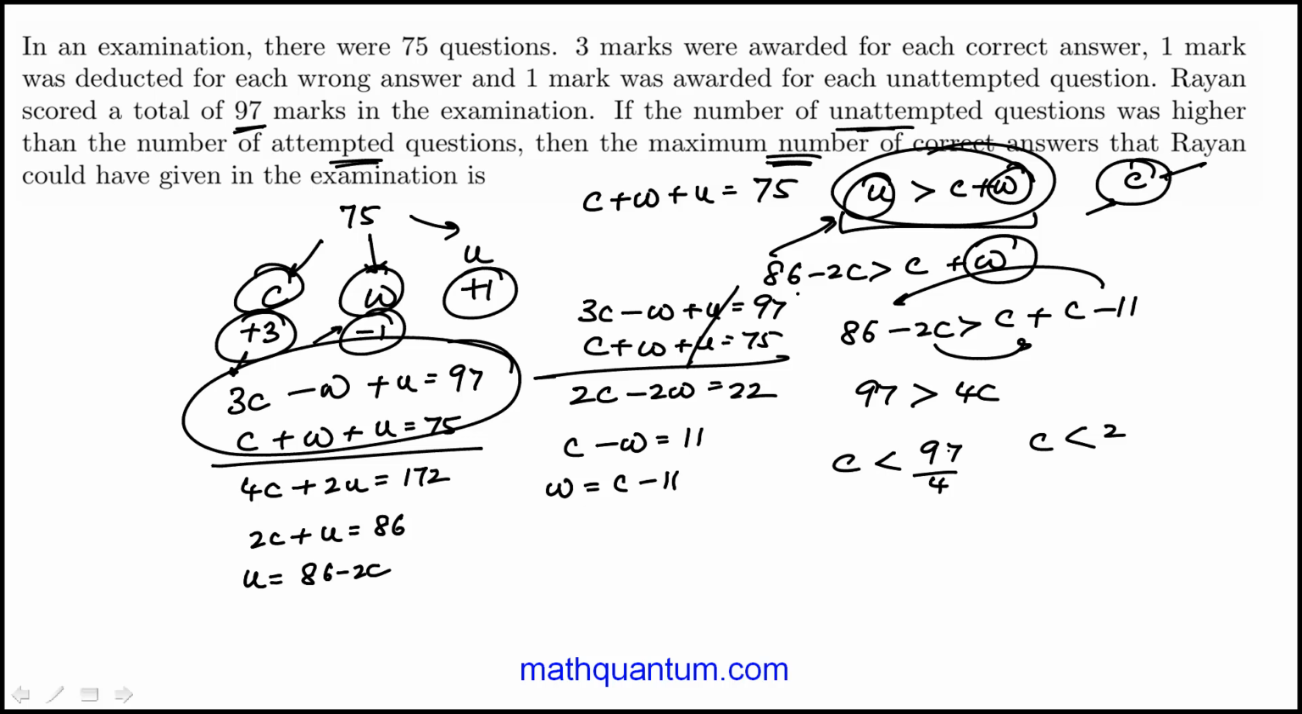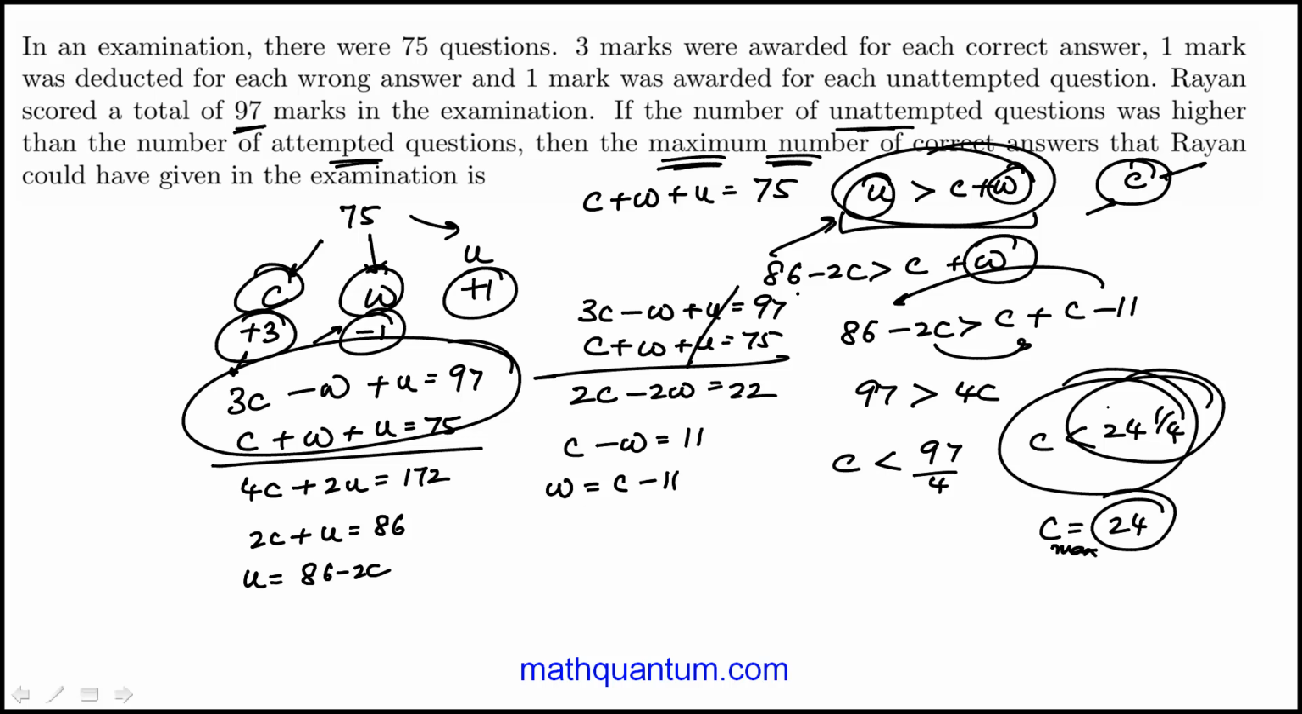4 times 2 is 8. 24 and 1/4. And since C needs to be an integer, and the question is what's the maximum number, the C max is 24. That's the greatest integer that's less than that. So that's the answer. Now, if you're doing this in the exam and you absolutely want to be sure, we can check our work.